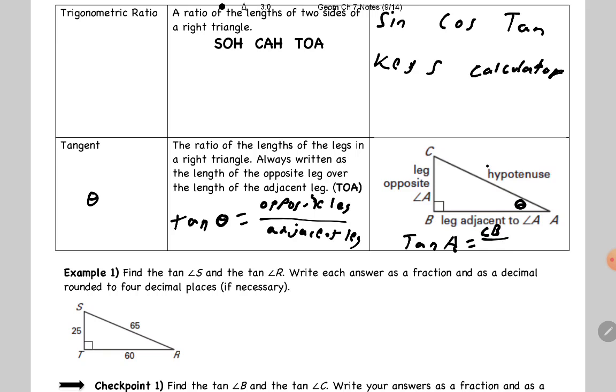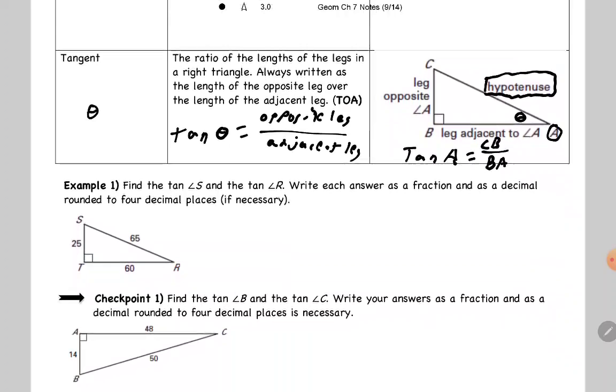Remember, in a right triangle, there's two legs and a hypotenuse. The hypotenuse is always the longest side, opposite of the right angle. And then the other two are just legs. So if I'm looking at A, the leg next to A is the distance from B to A. That is the adjacent. Okay, let's use some numbers here. Find the tangent of angle S and the tangent of angle R. Write each answer as a fraction and as a decimal rounded to 4 decimal places.